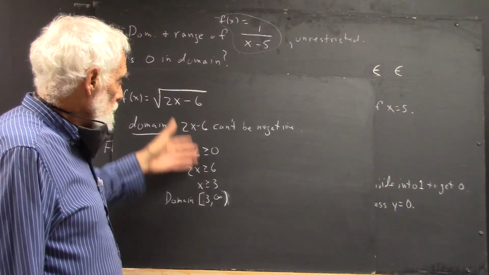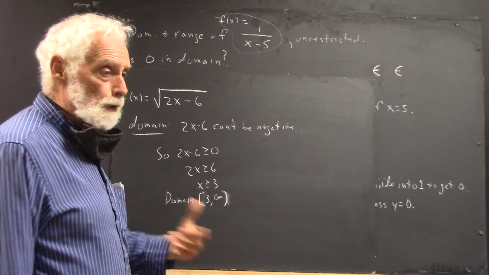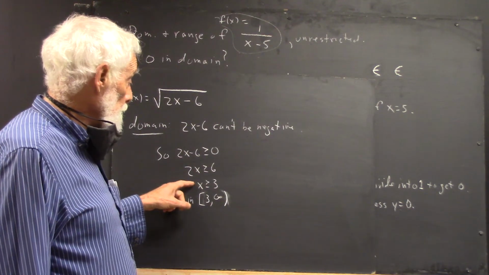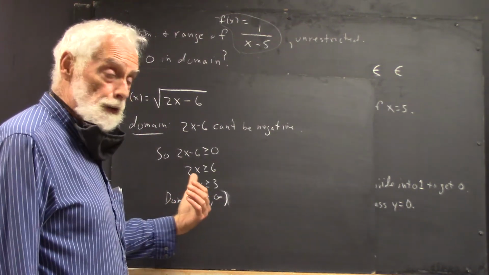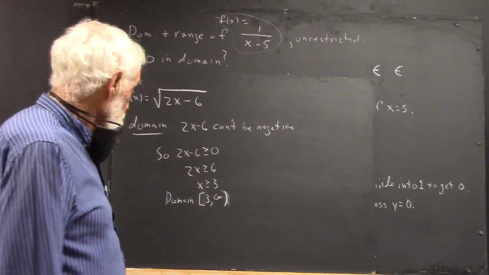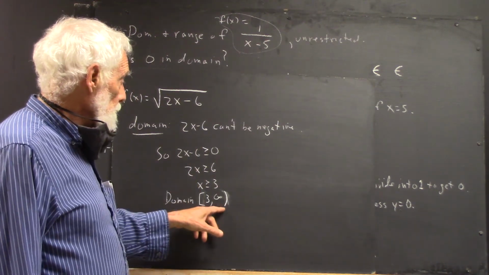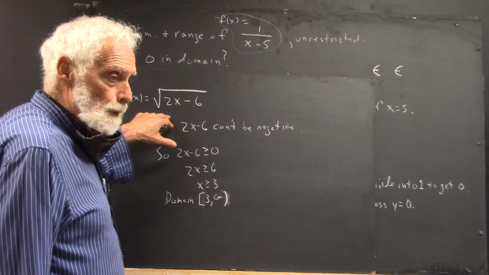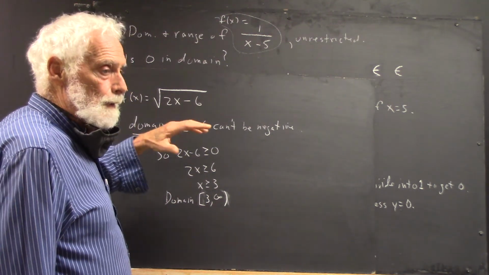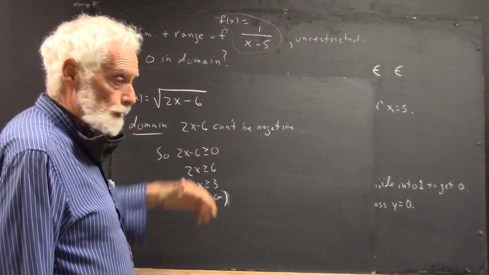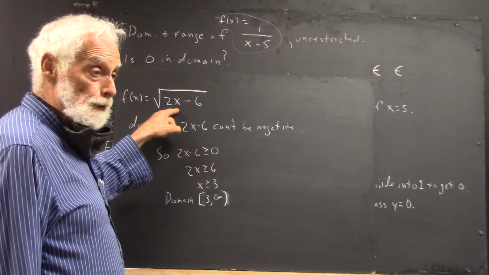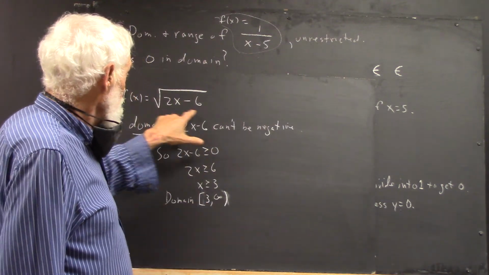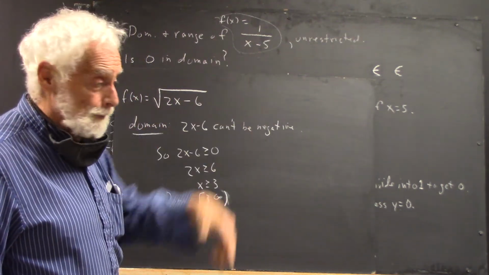You treat the inequality exactly as you treat an equality as far as solving it, except that if you happen to multiply or divide by a negative, you've got to reverse the inequality, just reminding you of that. Okay? So the domain is 3, infinity, and the range is, well, from this you can get any number from 0 to infinity, including 0. If x is 3, this is 0. Then as x goes through positive numbers greater than 3, this goes through all possible positive numbers.